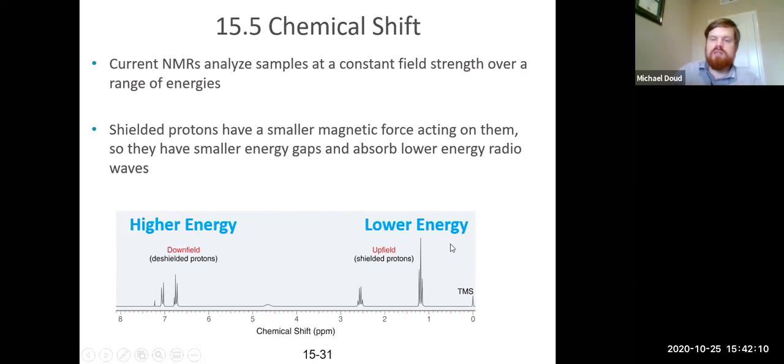The protons that are closer to tetramethylsilane, the upfield protons, are more shielded, and because they're more shielded, they take less energy to flip. So that's what we see down here. The higher energy ones are the ones that have been deshielded. Their electrons have been taken away, and so they're feeling more the strength of the magnetic field itself. So they're harder to shift. It takes more energy. So it's still more energy on the left, low energy on the right.